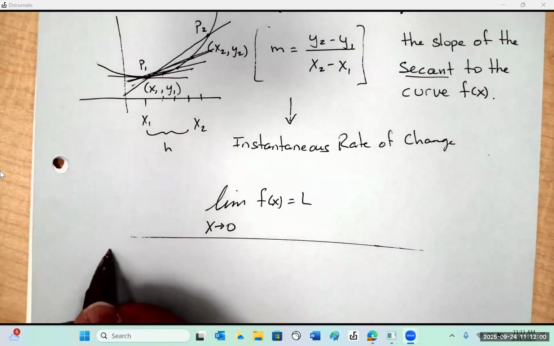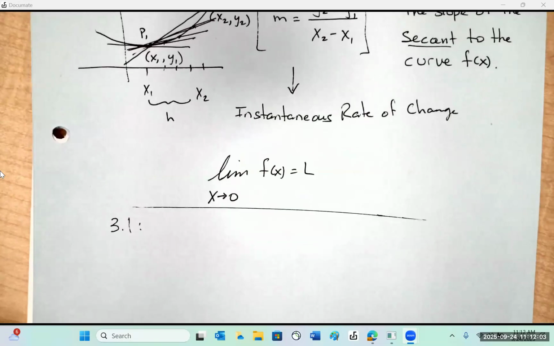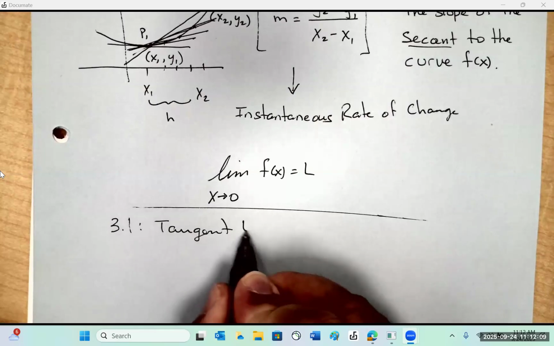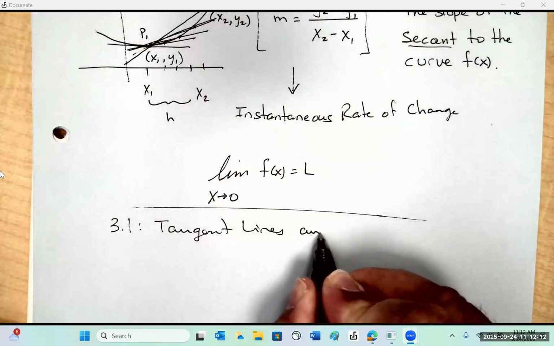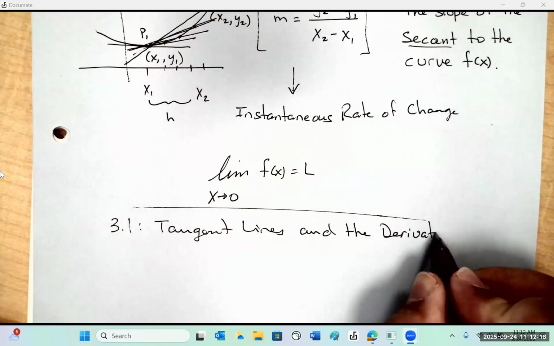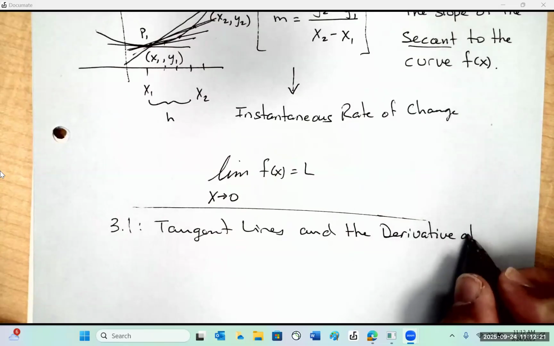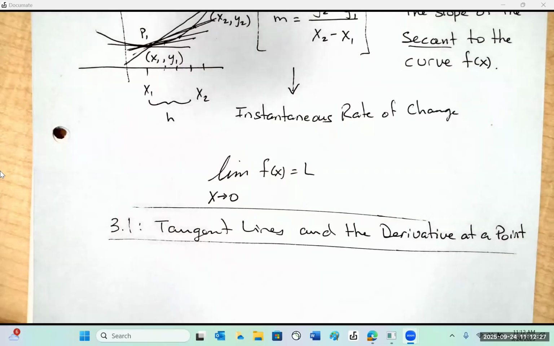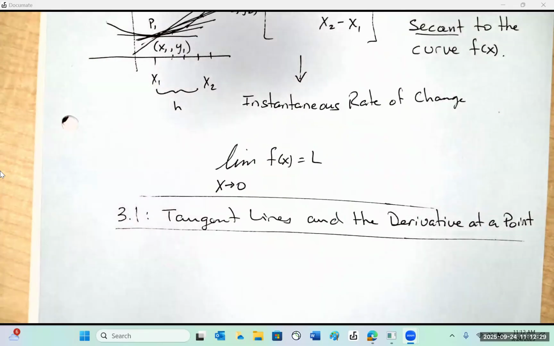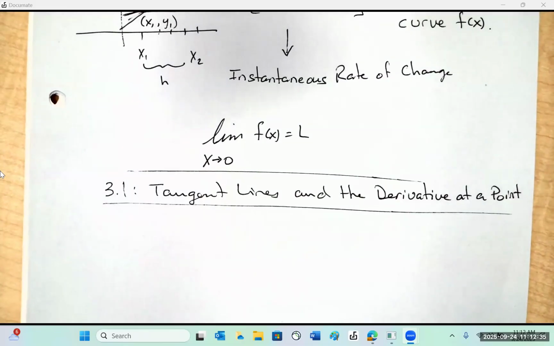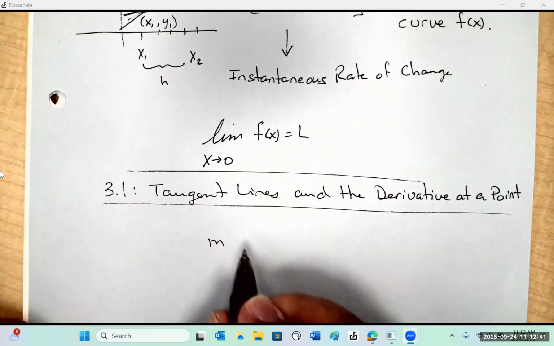Which is where section 1 of chapter 3 comes in. Tangent lines and the derivative at a point. So let's derive the whole thing. What we're looking at here, it all starts with the slope equation.